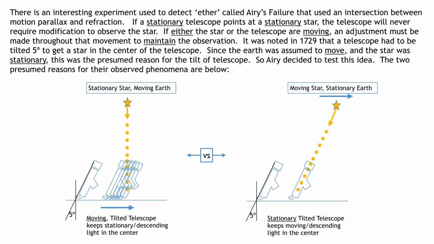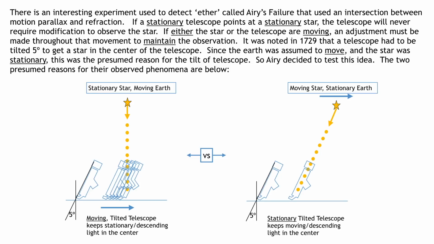So first, a little bit about Airy's failure. Because we've gone through refraction, this will make a little bit more sense, and it's a very interesting experiment used to detect the luminiferous ether, and this experiment is noted as Airy's failure. I encourage you to read up on the luminiferous ether within the Wikipedia page, and you'll see how things progressed from a faulty presupposition of Earth's movement.